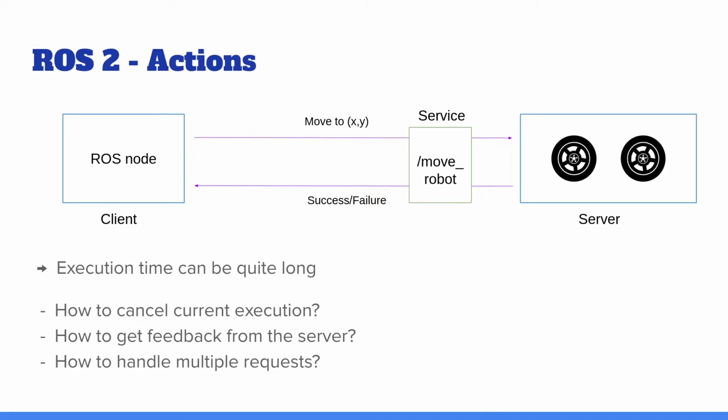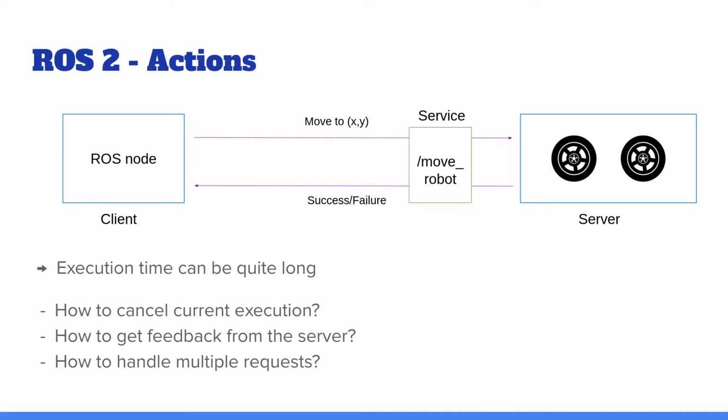As an analogy, when you download files on your computer, it is not stuck with just one file. It can download multiple files at the same time. You have a feedback also on the percentage of the file that's been downloaded, and you can even decide to cancel one download while the other ones are still running.